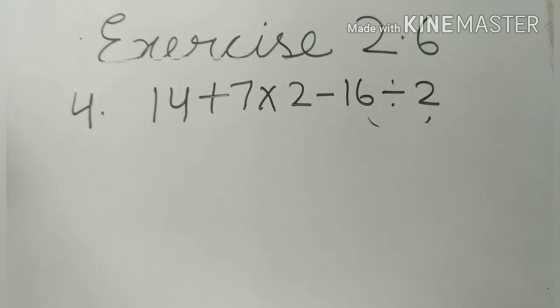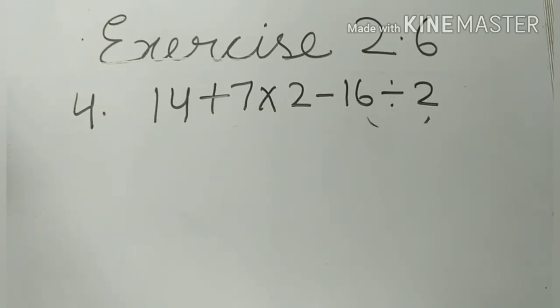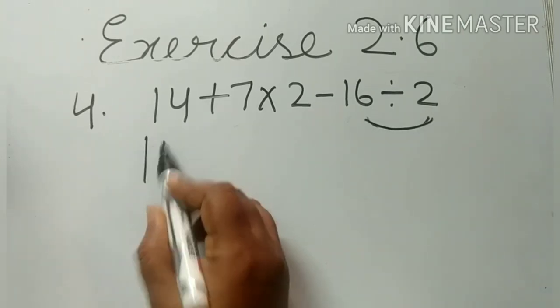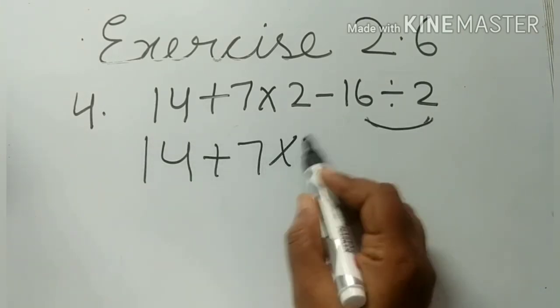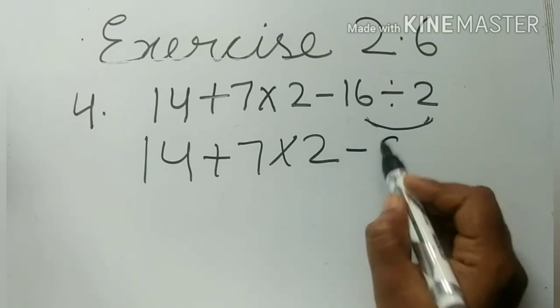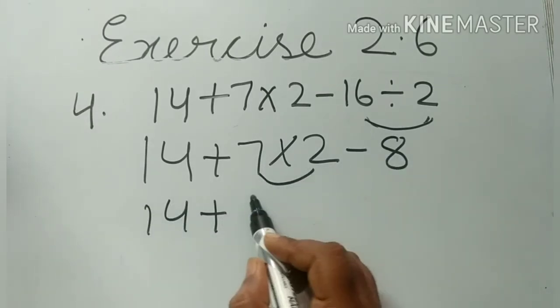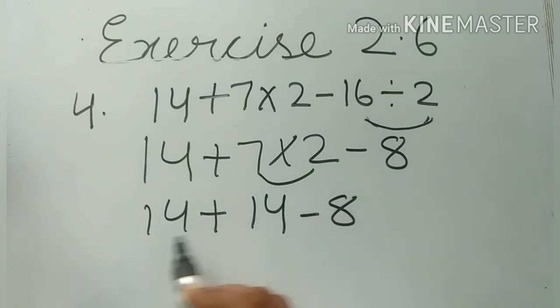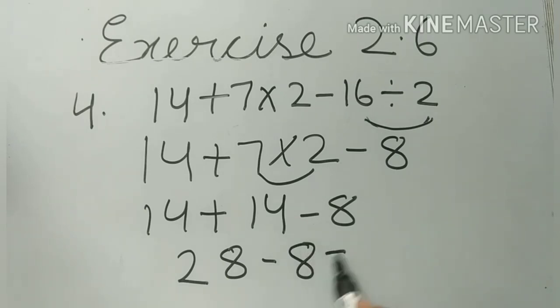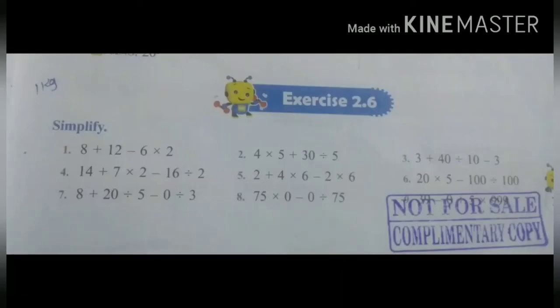Question number 4 is 14 plus 7 into 2 minus 16 divided by 2. So first we solve this division. 16 divided by 2, answer is 8. Now we multiply. 7 twos are 14 minus 8. 14 and 14, 28 minus 8. Final answer is 20. Do these questions in your CW copy and 5, 6, 7, 8, 9 in your homework copy.